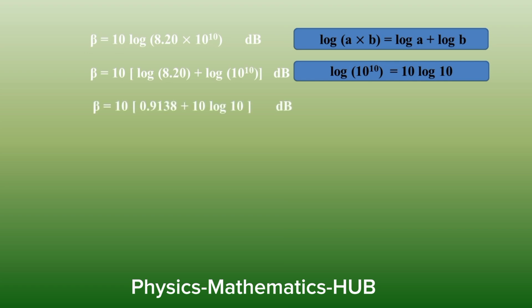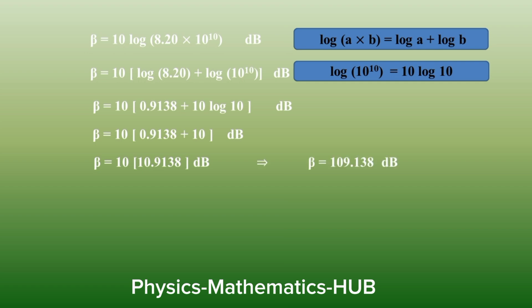So we get beta is equal to 10 into log of 8.20, which is equal to 0.9138, plus 10 log of 10 decibel. Beta is equal to 10 times 0.9138 plus 10, as log of 10 with base 10 is equal to 1. So we get beta is equal to 10 multiplied by 10.9138 decibel.